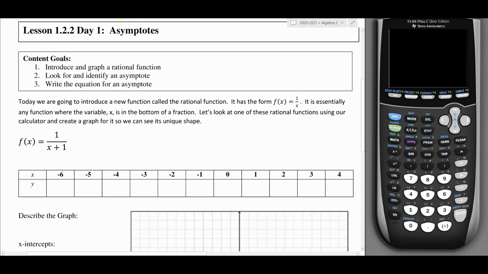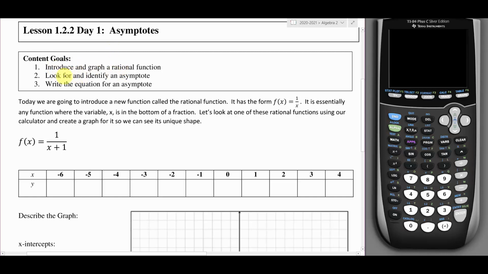That's how it's pronounced. Our content goals for today is to introduce and graph a rational function. This will be a new type of function that you probably have not seen before. So we're going to start with the basics. We're going to look at a rational function, create a table for it, and then graph the points from that table so that we can see its shape.